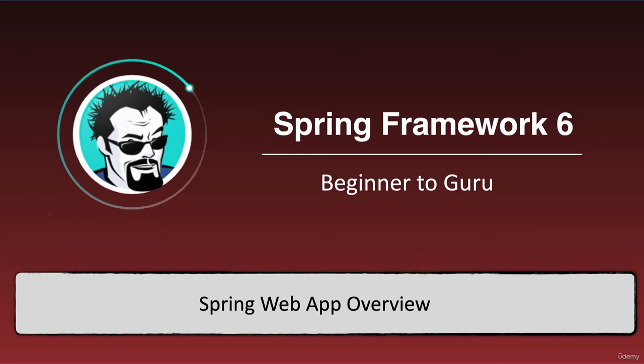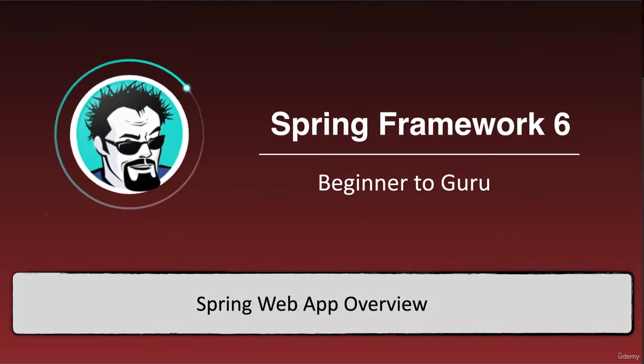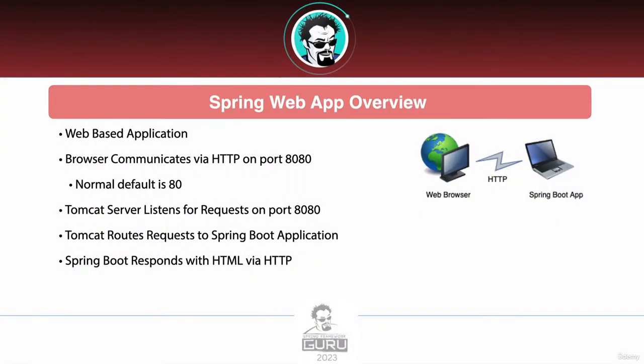In this video, we are going to do an overview of the web app that we are going to be building in this section. So in this section, we are going to build a very simple web-based application. What's going to happen is we are going to be talking via a web browser. It doesn't matter which browser you use, but we are going to be talking to a Spring Boot application that is going to be listening on port 8080.